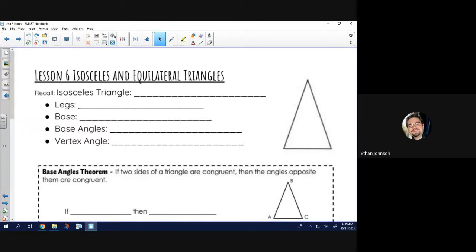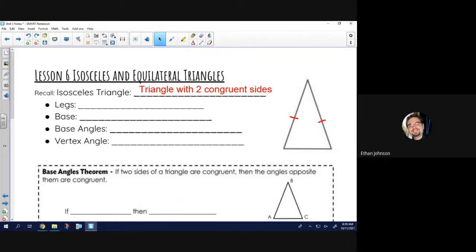So today we're going to be looking at lesson 6 of unit 3, which is isosceles and equilateral triangles. Now, as a recap from middle school, an isosceles triangle is a triangle with two congruent sides, meaning two sides are the same length. So when I mark that on our diagram, I want to say those two sides are congruent. We should have those tick marks to show congruency for side lengths.